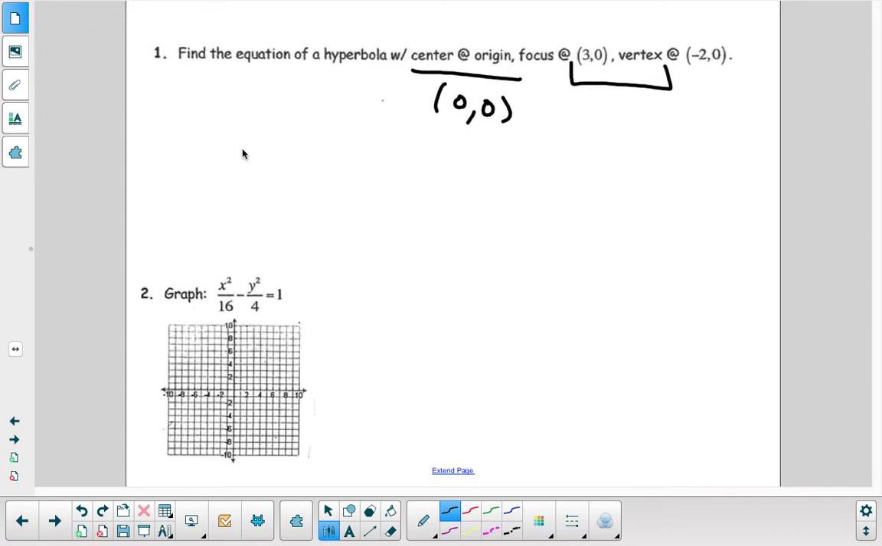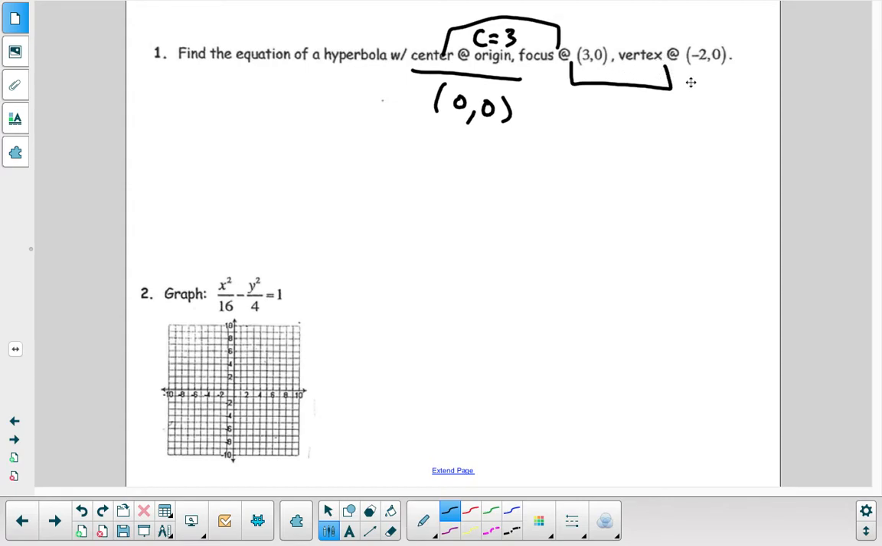So first, you want to figure out what you can. The focus gives you C. So this is helpful because it'll help us find our co-vertices or our B value, essentially. But C is found by taking the center and finding the distance away from a focus. So 0, 0 to 3, 0, that's a distance of 3. So C is equal to 3.